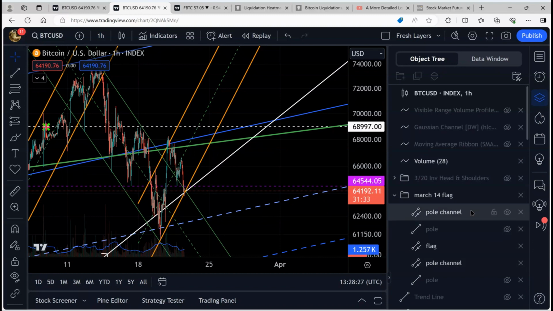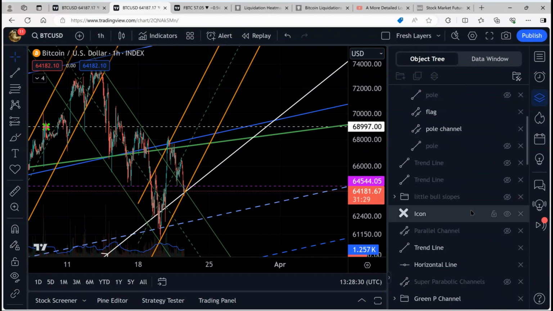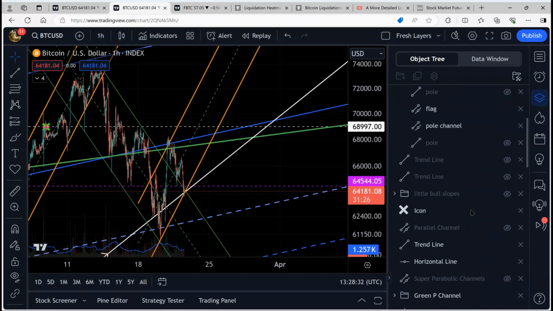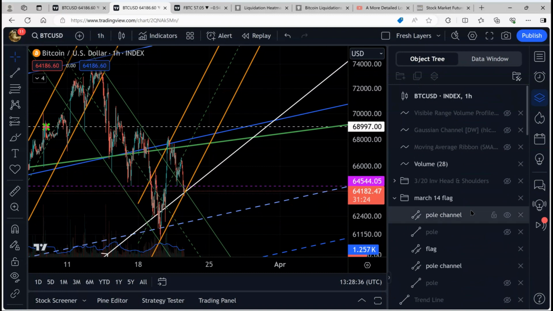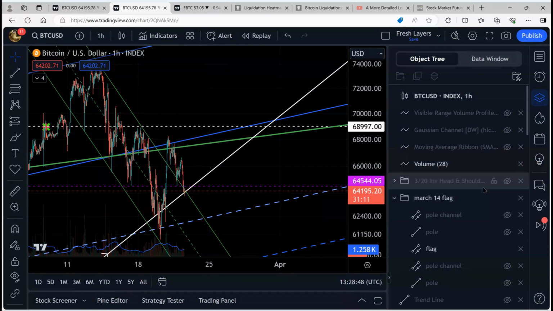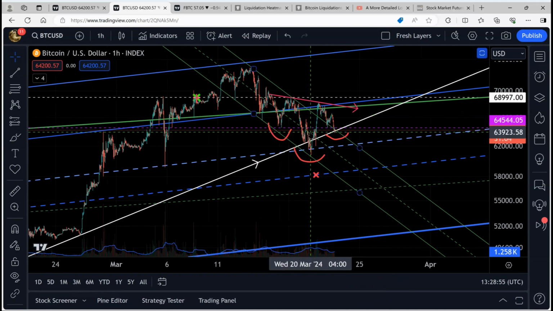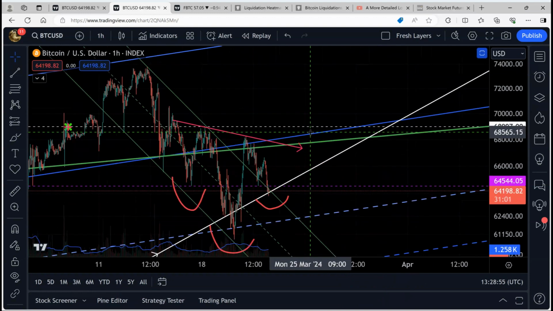There's our poles. What happened to our head and shoulders that I just made? Oh, here we go. Now let's turn these poles off for a second. Turn the head and shoulders on. So here's our inverse head and shoulders.